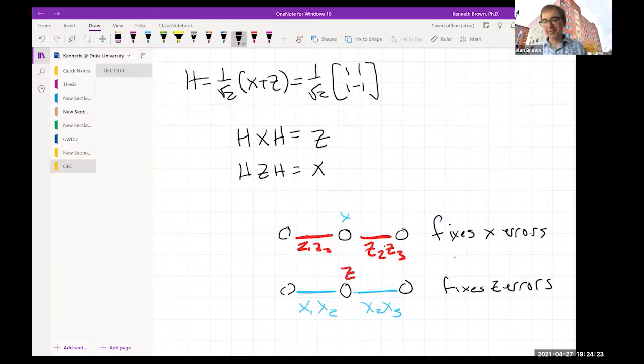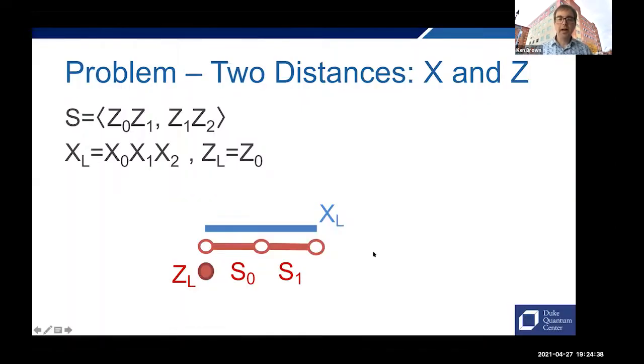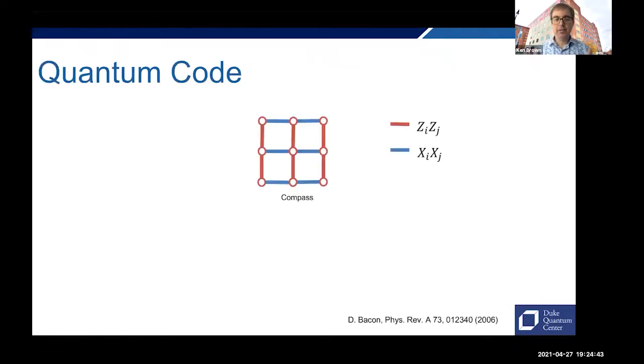But they don't fix the other error, right? That's the problem. And so the motivation for thinking about this compass code is, well, how could I stitch these two things together? And so what we see is that this line should fix against X errors, and this line should fix against Z errors. And then by making this lattice, we should be able to correct both.